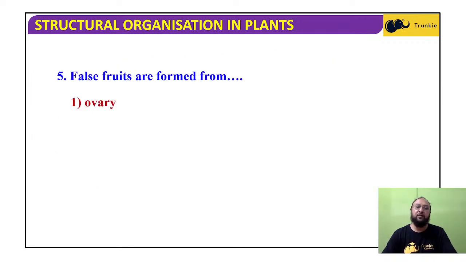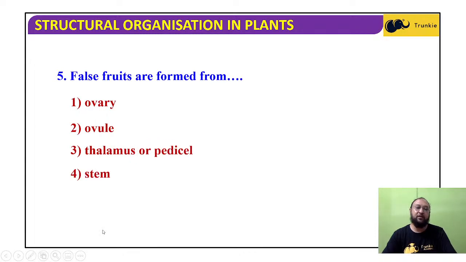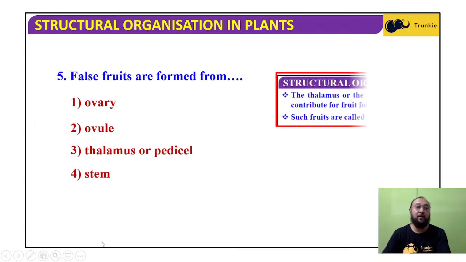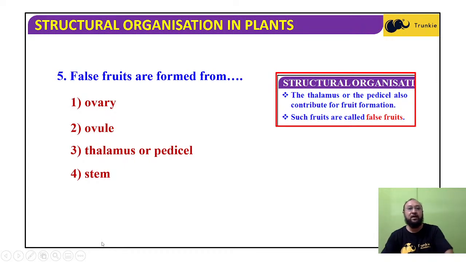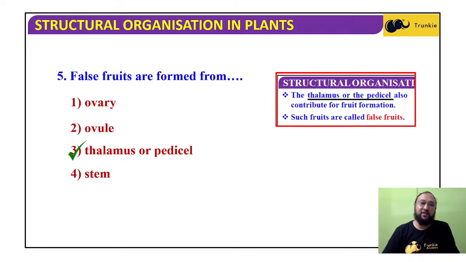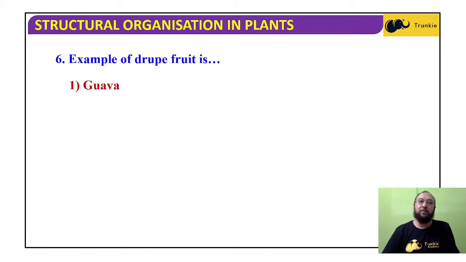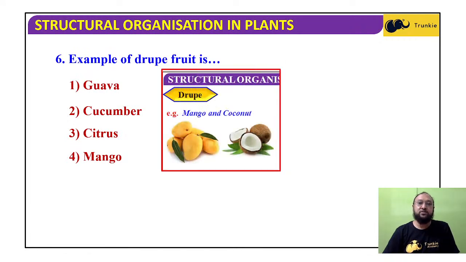False fruits are formed from the thalamus or pedicel. It's not a true fruit because it is not formed from the ovary. The example of drupe fruit is mango. Drupe, the typical fruit, is mango and coconut.